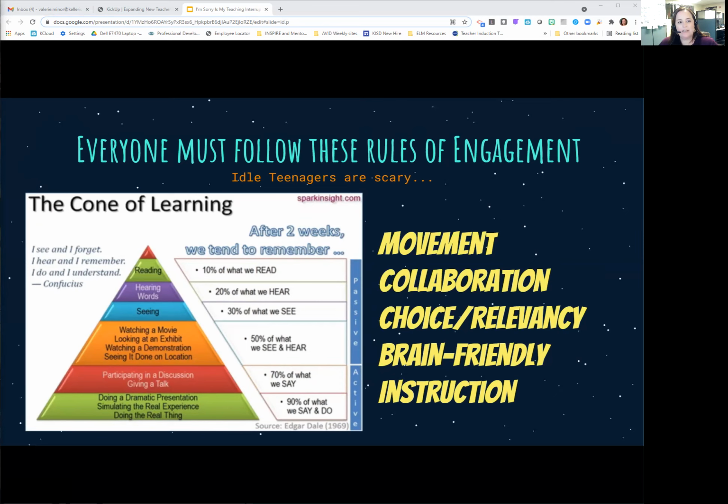So just assigning them a chapter and saying, "Okay, read the chapter, and you'll have a test over it," they're only going to remember about 10% of it if they don't have an opportunity to really dig into and talk about and do something with that material.